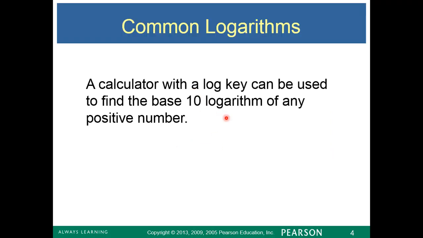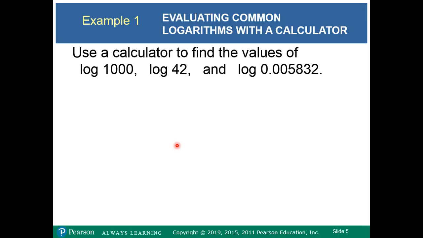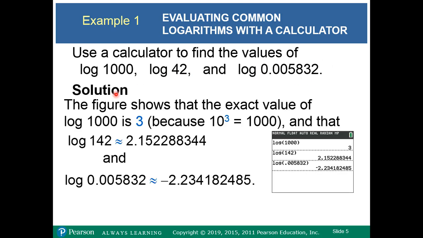So a calculator has that key, and it actually just says log on it. And so you can use your calculator to take the common log of any positive number. So you can use your calculator to find the values of these logs. So you could just do the log of 1,000, and log of 142, and log of this number. So here's what you do. You just take log and 1,000. So if you do log of 1,000, you get 3. Log of 142, you get this number, and log of this number, you get this number.